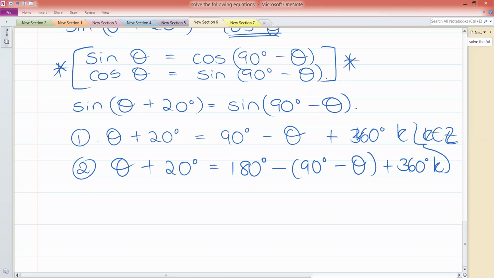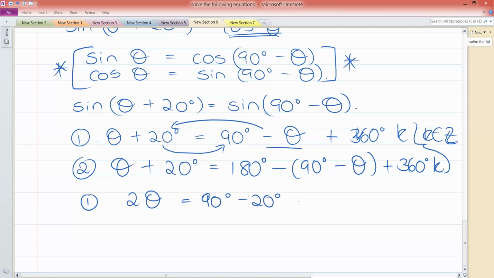I'm going to simplify this by grouping all my thetas on the one side and the angles on the other side. So let's take equation 1. It was negative theta; if I bring that over, it becomes theta plus theta, which gives us 2 theta. You had plus 20 here. If you take it over to the other side, it becomes 90 degrees minus 20 plus your 360 degrees k. K is an integer.